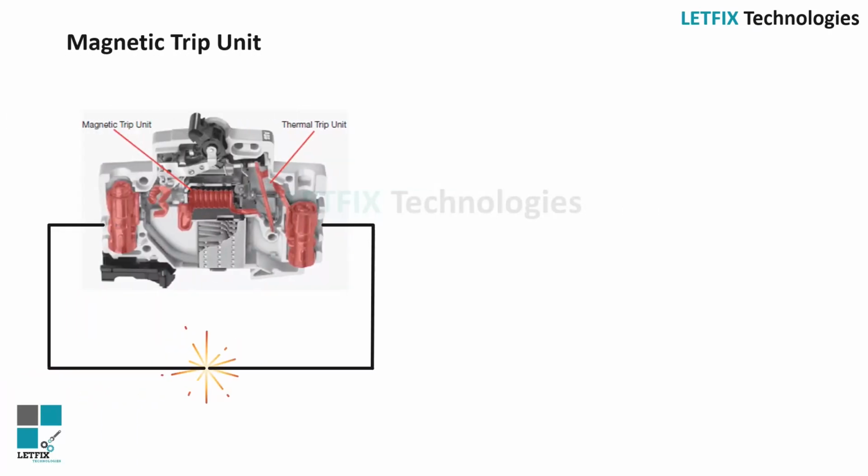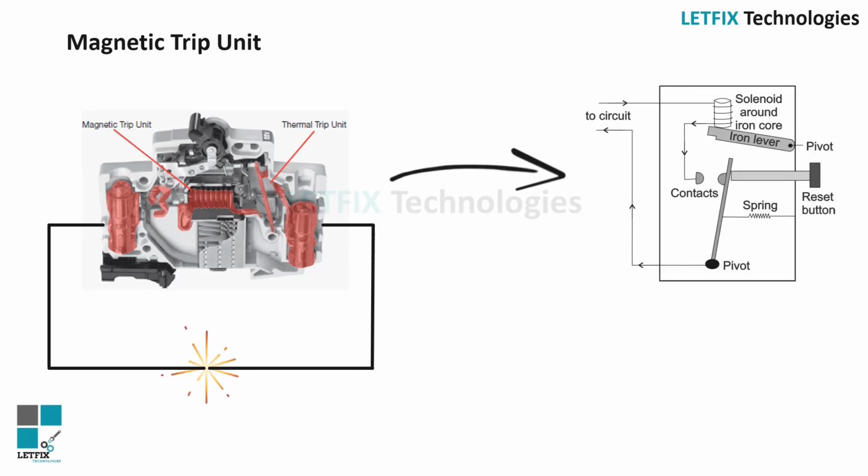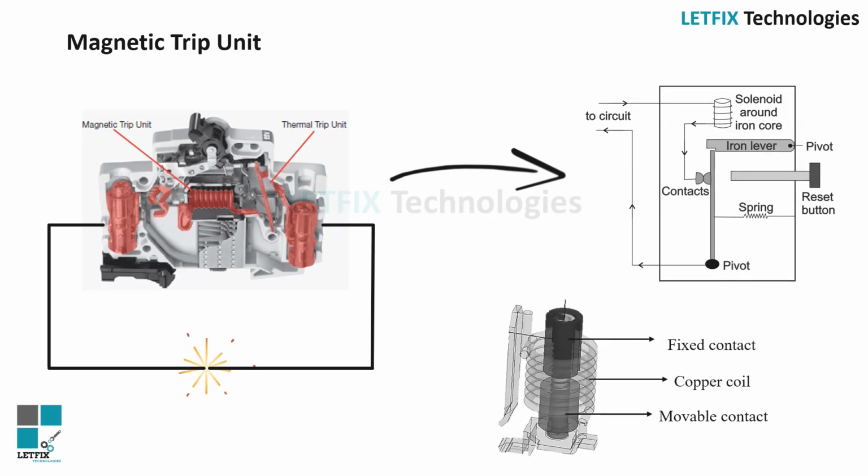Magnetic trip unit. The magnetic trip unit protects against a short circuit. The magnetic trip unit consists of an electromagnet and an armature. When there is a short circuit, a high magnitude of current passes through the coils, creating a magnetic field that attracts the movable armature towards the fixed armature. The hammer trip is pushed against the movable contact and the contacts are opened.